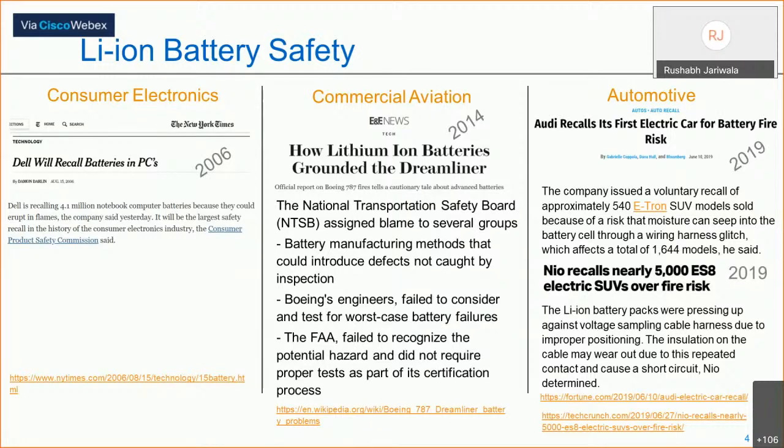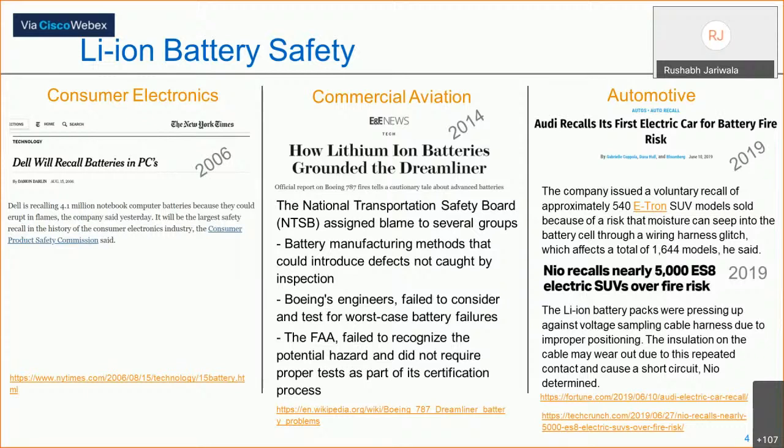Now imagine something flying at a couple of 1,000 feet, and then one of the battery packs catches fire. It means it's almost like the end of the story. So that is how it again came into the picture: are these lithium ion batteries really safe enough?